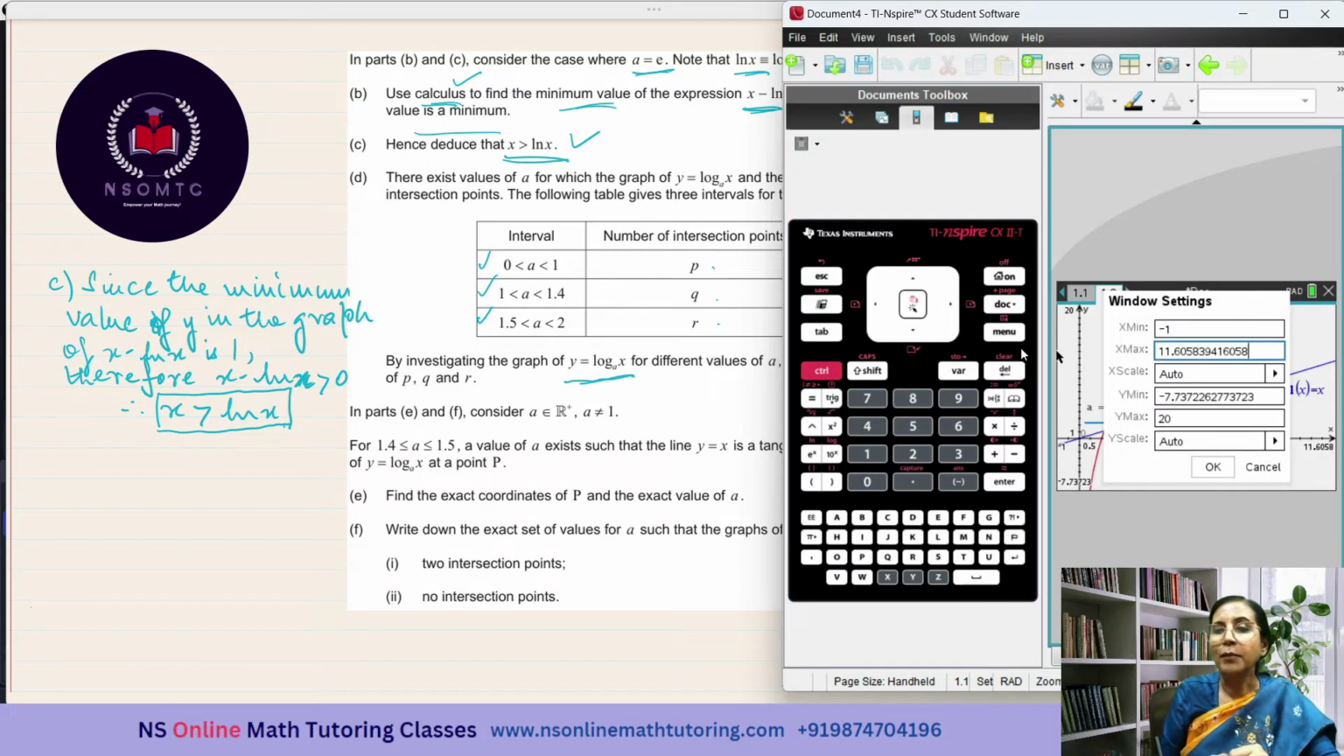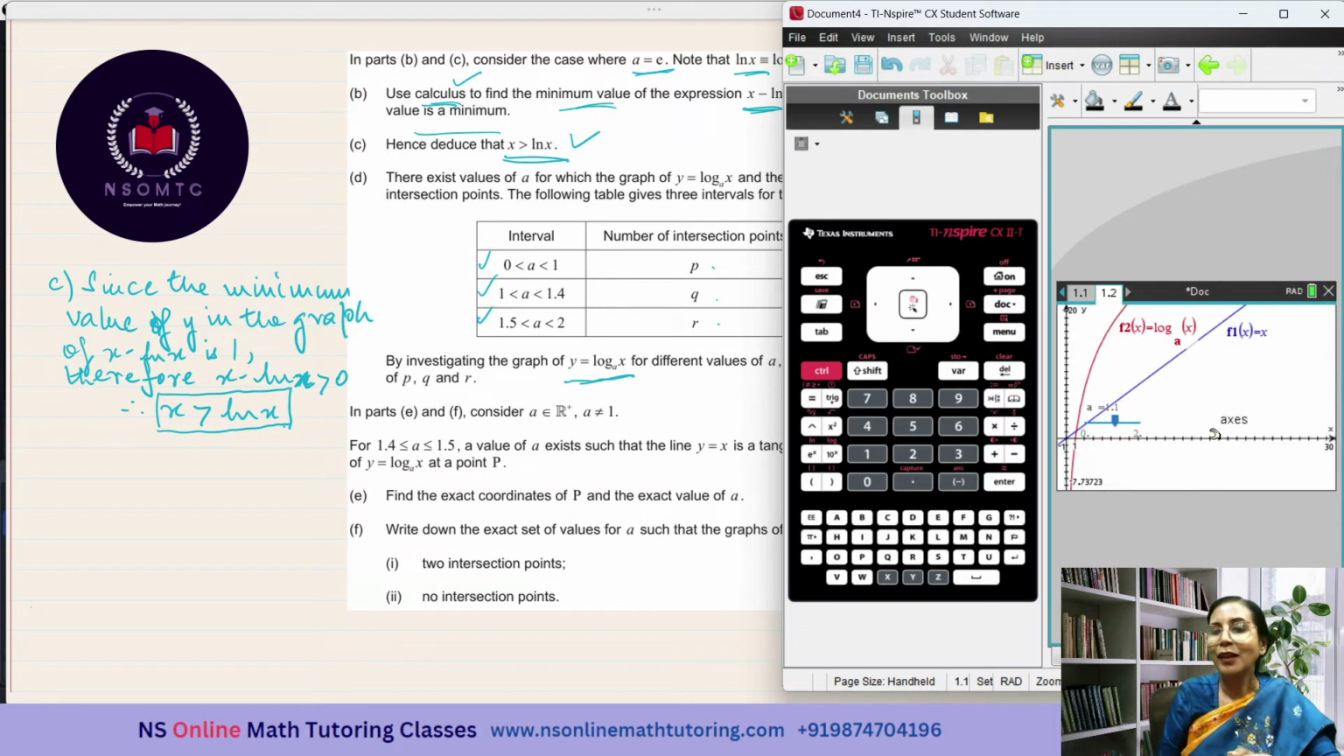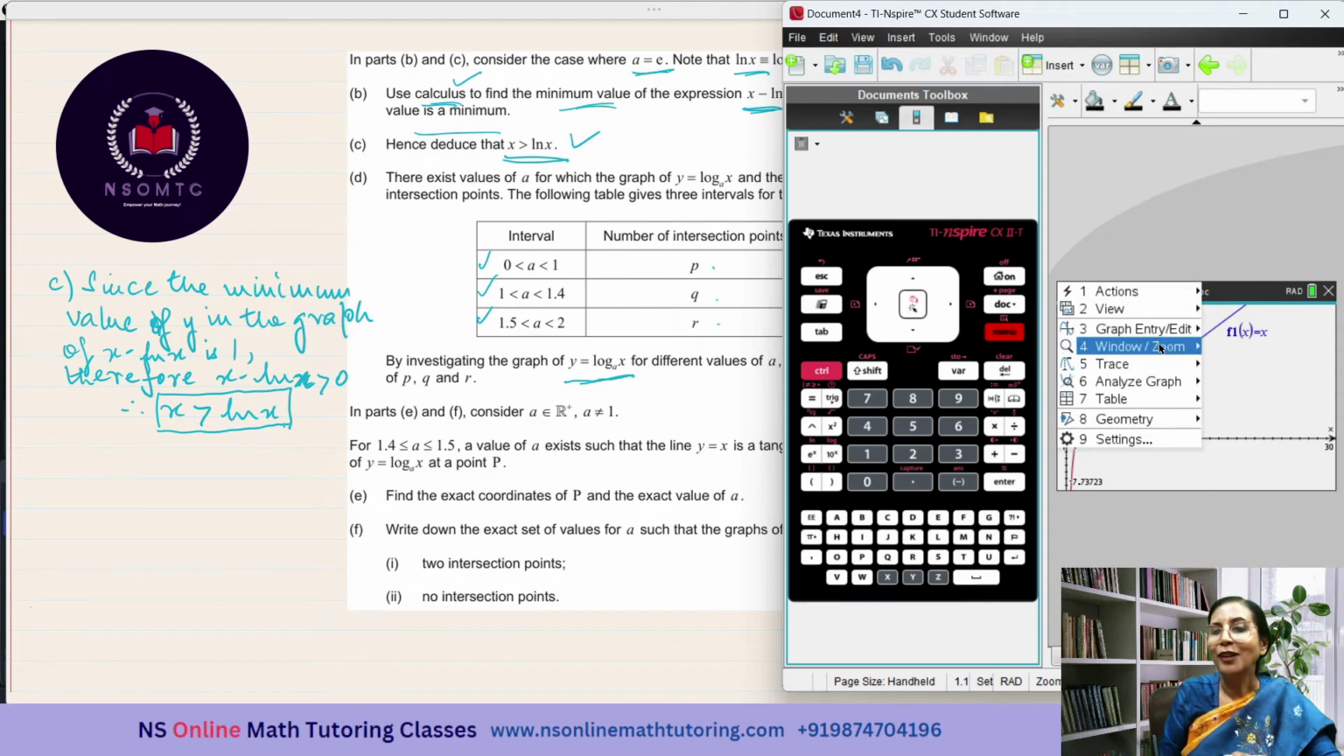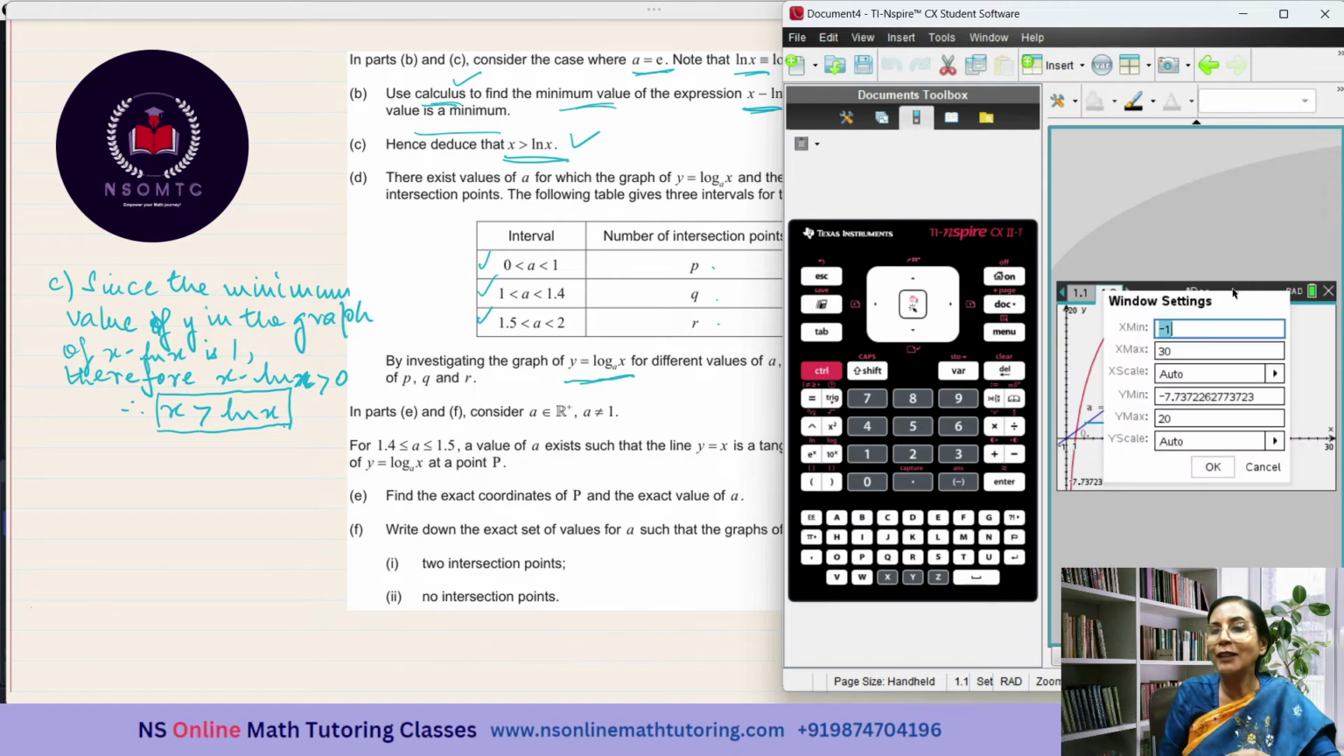X min is fine, but let me take the X max as 30. Okay, X max as 30. Even now, it's not showing, so I have to change the Y value also. See, if you don't have any idea, then you have to do this repeatedly, or else you can take a large value, 50 or something. Okay, let me see 35. I'm not sure whether it will work or not.